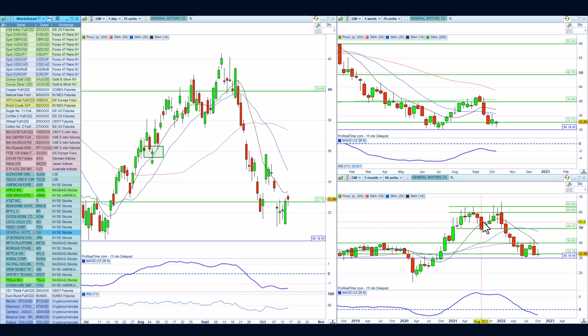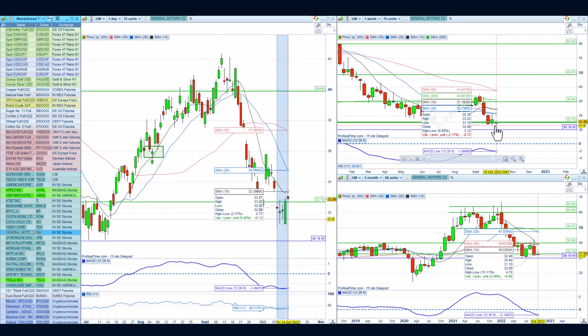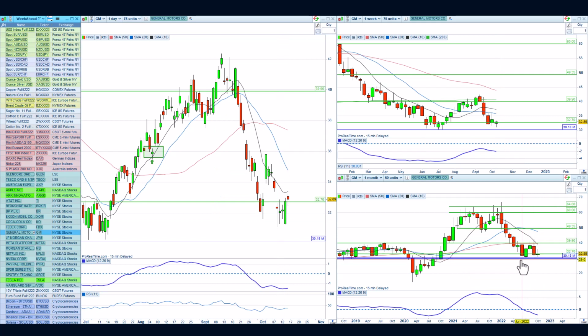We have General Motors. This is interesting to me, trying to produce a slightly higher low, but it did still breach the low of the previous week. That monthly candle's looking nice and bearish. You can just see how it's really trying to stay above that. And there's a reason why.